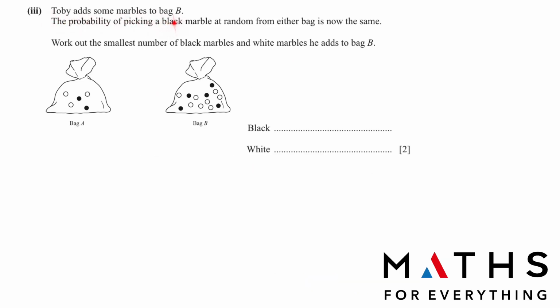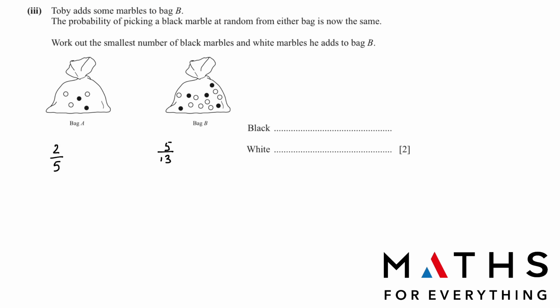Toby adds some marbles to bag B. The probability of picking a black marble at random from either bag is now the same. Work out the smallest number of black marbles and white marbles he adds to bag B. What we can see here is we have black is 2 over 5, right? And bag B has the probability of 5 over 13.